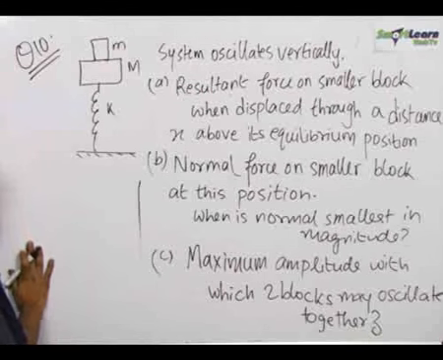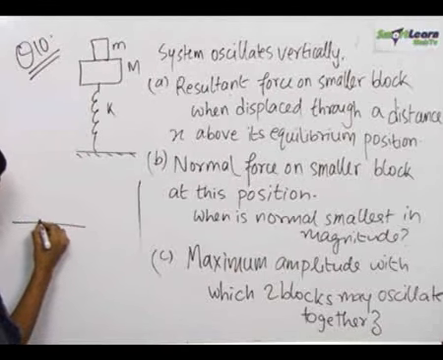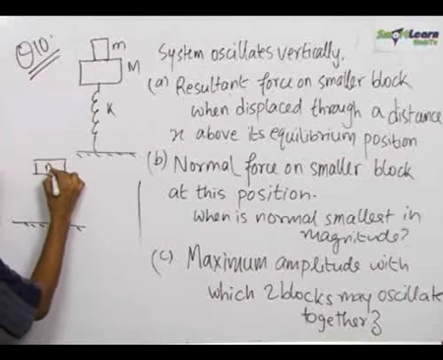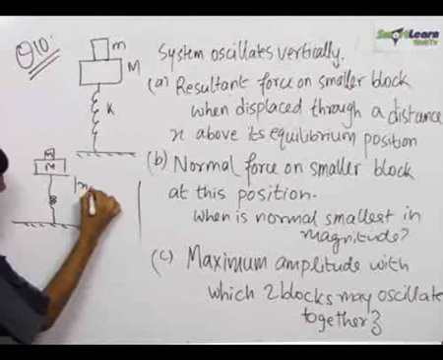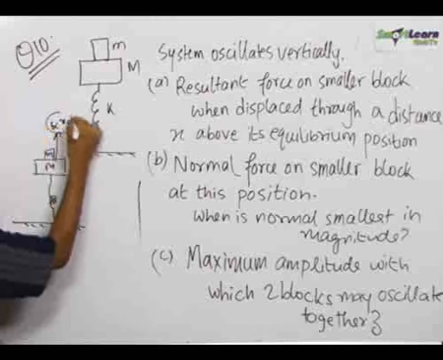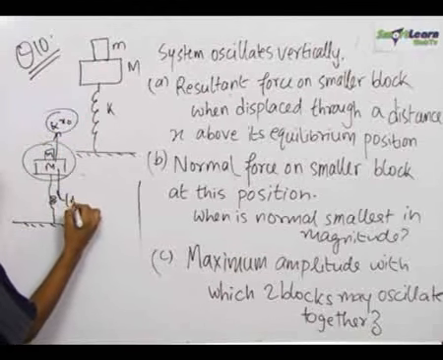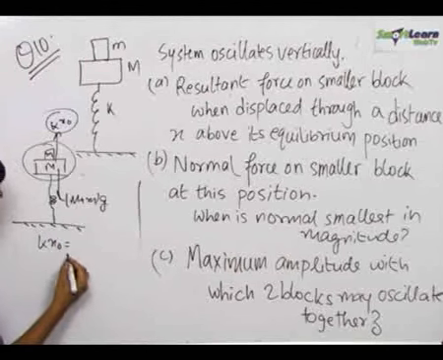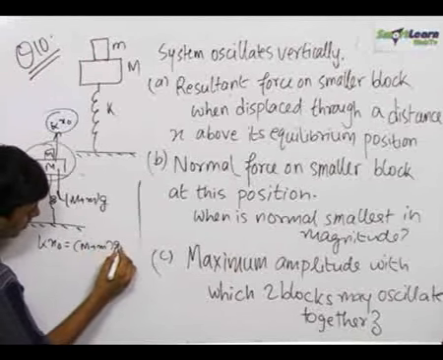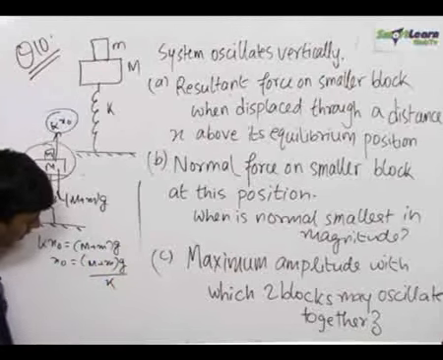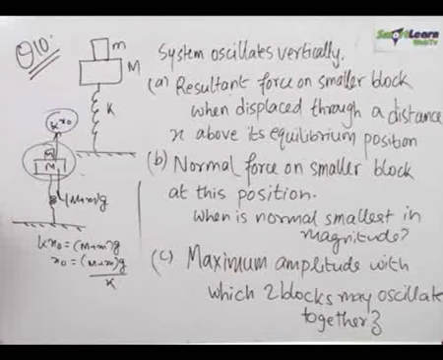Let us first find out where the equilibrium position is. The equilibrium position will come when the spring is compressed by a length x naught. So the force exerted in the upward direction on this system of two blocks is k x naught, and the downward force is (M plus m) g. Therefore we can write k x naught is equal to (M plus m) g. Therefore the compression in the spring is (M plus m) g by k. So when the system is in equilibrium, the compression in the spring is (M plus m) g by k.